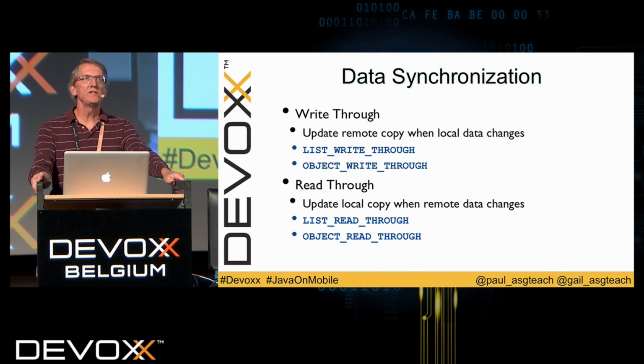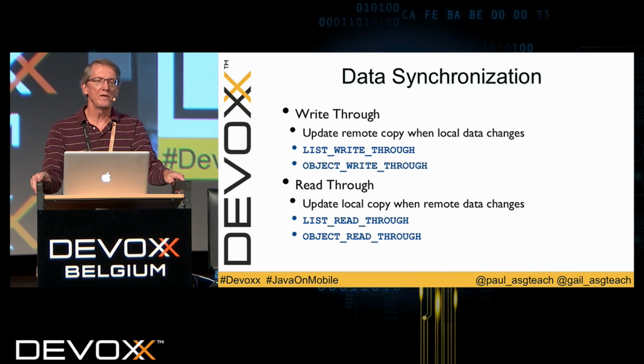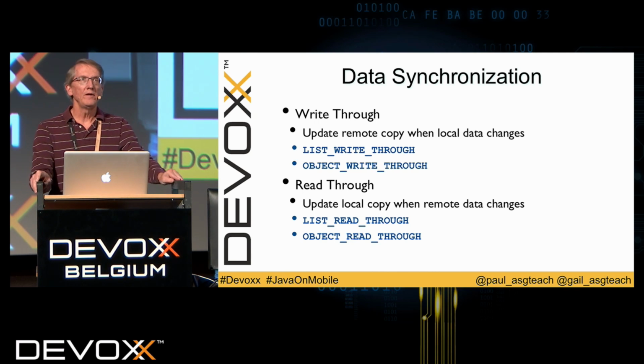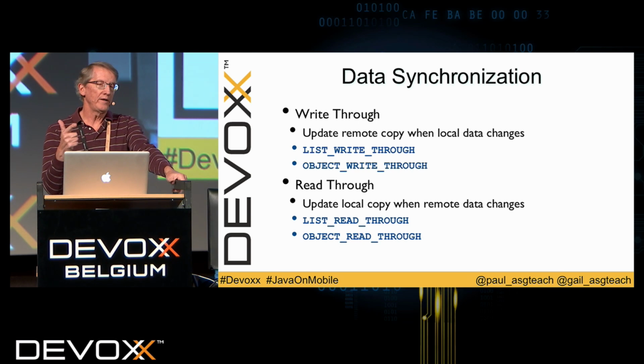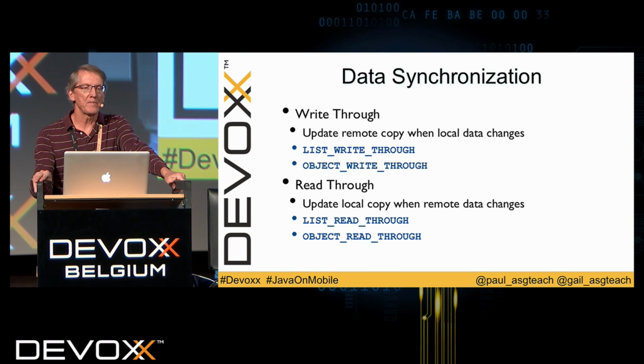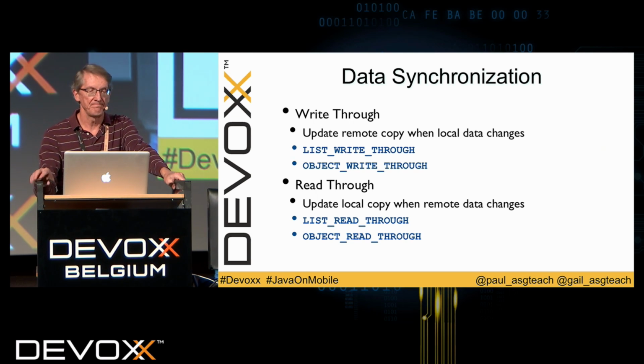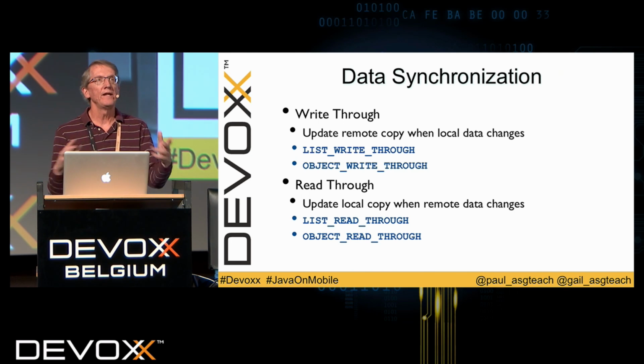Okay, now to do this, you're going to have to use Gluon's data synchronization options, and we're going to talk about those right now. And they've made it very simple to use, by the way. So what you can do is use these data synchronization options when you access a Gluon observable object through a Gluon client. And these options can apply to observable lists and observable objects as well.